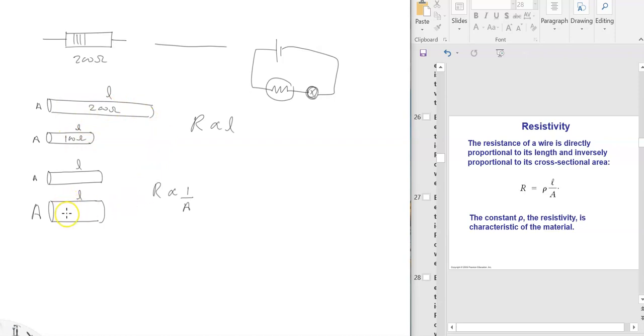If this is, let's say, 10 ohms, this is cross-section half of that. So the resistance gets doubled. So this will be 20 ohms. So like that. With the length, resistance increases. With the cross-section, resistance decreases. Also depends on what kind of material.